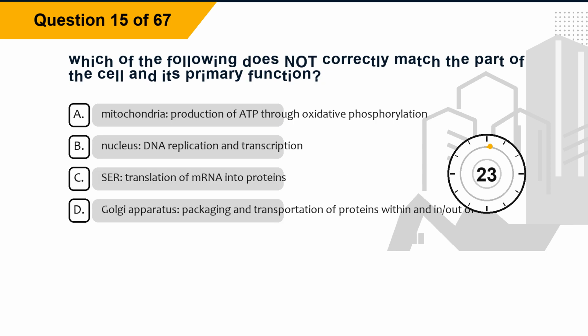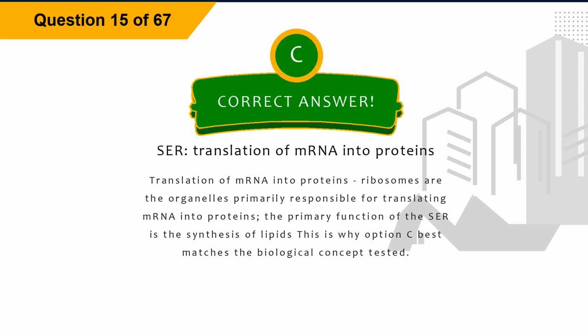Question 15. Which of the following does not correctly match the part of the cell and its primary function? Option A, mitochondria, production of ADP through oxidative phosphorylation. Option B, nucleus, DNA replication and transcription. Option C, cell, translation of mRNA into proteins. Option D, Golgi apparatus, packaging and transportation of proteins within and in/out of cells. The correct answer is option C, cell, translation of mRNA into proteins.